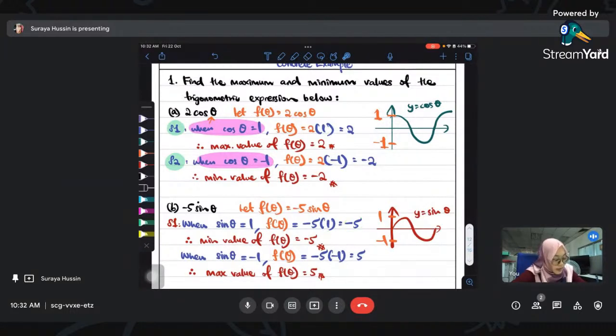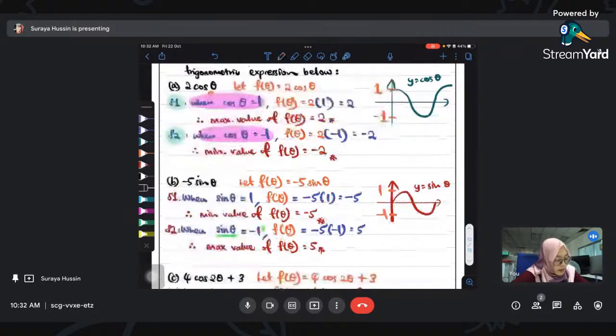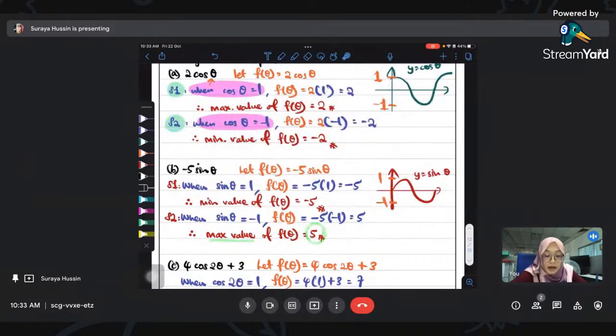Jadi, you akan perasan, oh this is negative 5 pula. Okay, cuba tengok statement yang kedua, when sine theta is equals to negative 1, negative 1 times with negative 5 akan dapat 5 pula. Oh, 5 is positive. Yeah, 5 should be maximum. So maximum value of f theta is 5. Listen first, guys. So the maximum value is equals to 5 now.